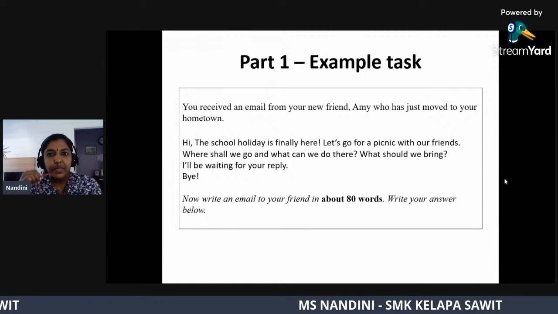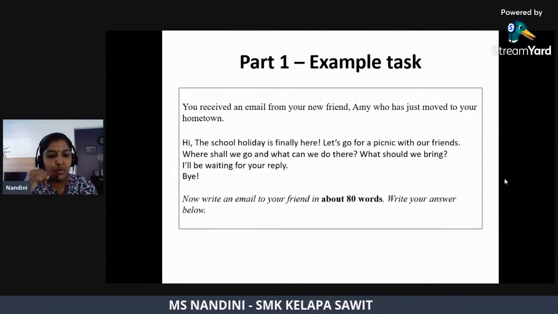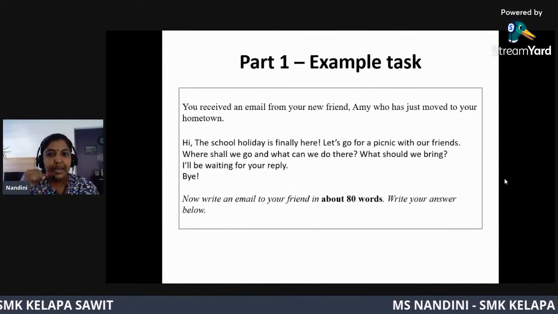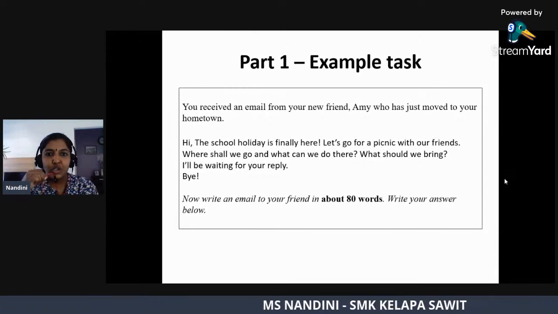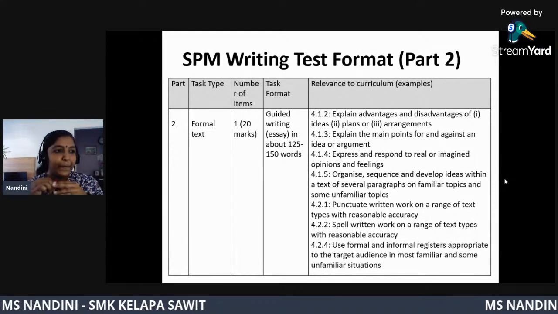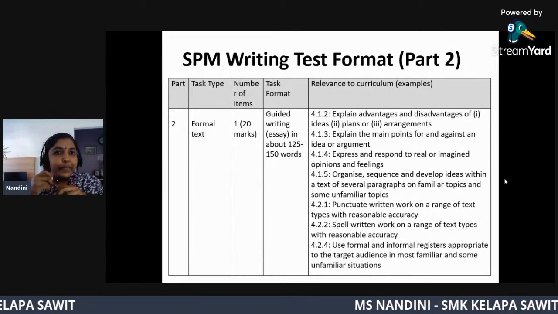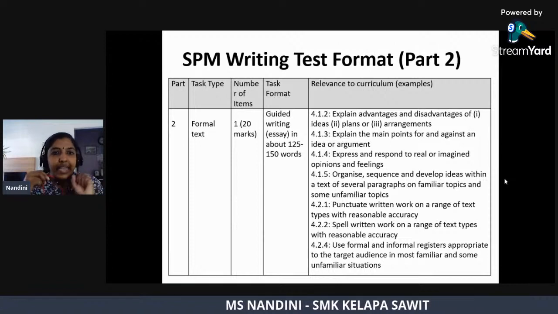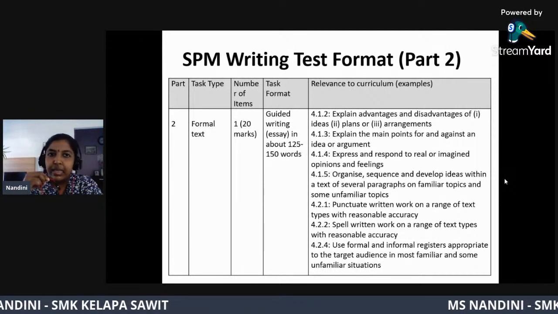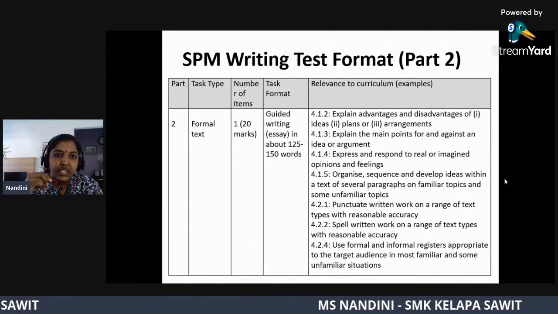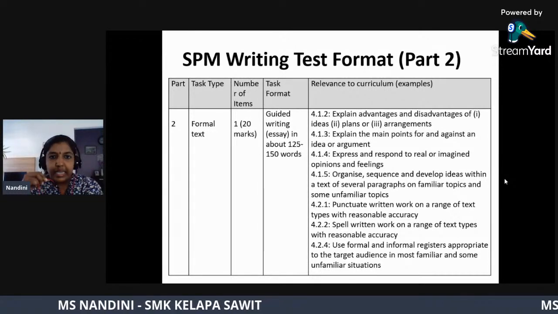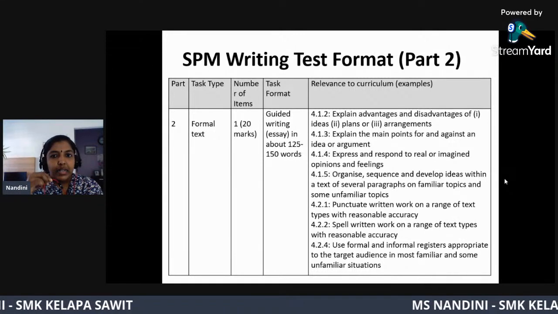So that's part one. So we have to move away from our directed writing, our content, our language, our format, and all that. Slowly but surely. Next, okay. This is part two. It's a guided writing, slightly longer, and it's a formal text. So there's no how are you and all that. It could be ranging from disadvantages or an argument, expressing your opinions or feelings, and so on. Next, I'll look at a sample for you.